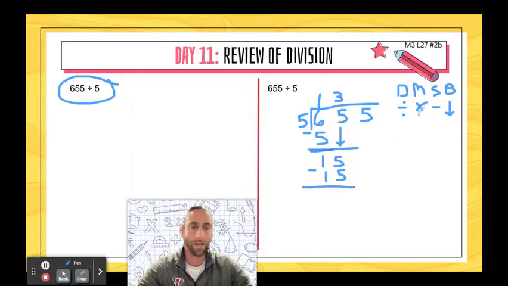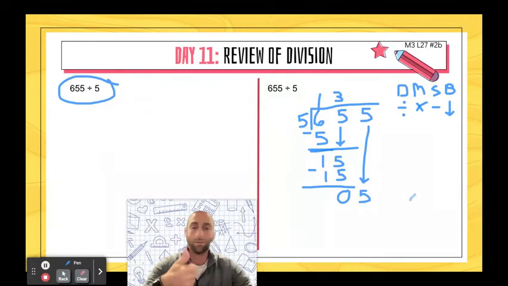Second to last step, right? We just divided and multiplied. 5 into 15 3 times. 5 times 3 is 15. 15 minus 15 is 0. Subtraction. Bring down the 5. So my new number I'm looking at is the number 5. How many times can 5 go into 5 without going over? One time, and it fits in perfectly.